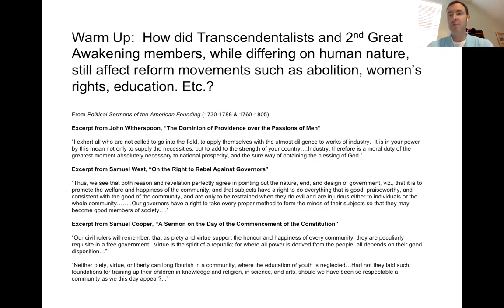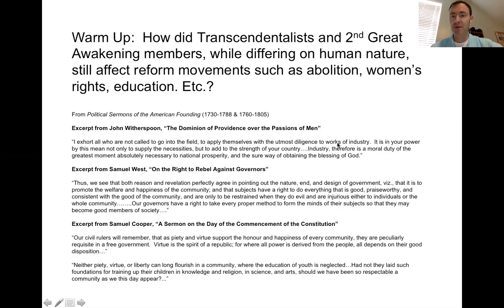and some of them are kind of moving us into the earlier 1800s. But guys, take a look at this. This is John Witherspoon, who was seen as almost like a mentor, you could say, to, I think, James Madison, if I'm not mistaken. "I exhort all who are not called to go into the field to apply themselves with the utmost diligence to works of industry." Okay, so that is virtue.